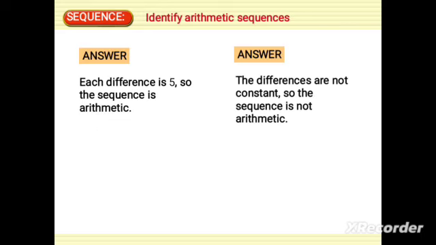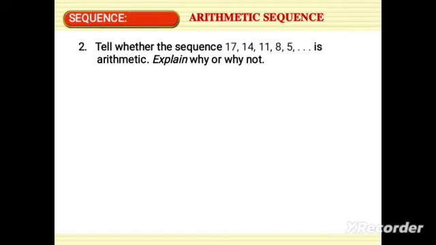So the answers: each difference is 5 in part A, so the sequence is arithmetic. And in the second part, part B, the differences are not constant, so the sequence is not arithmetic. Remember, here we're working on the common difference.